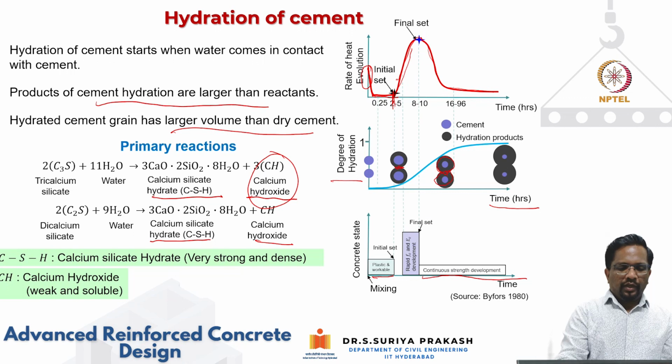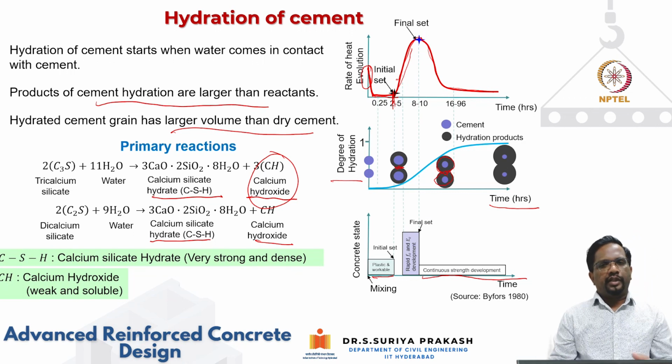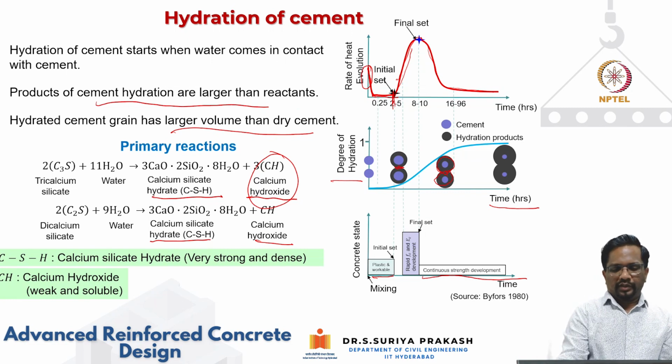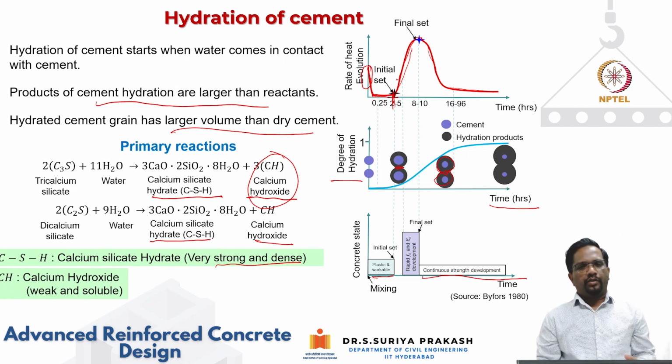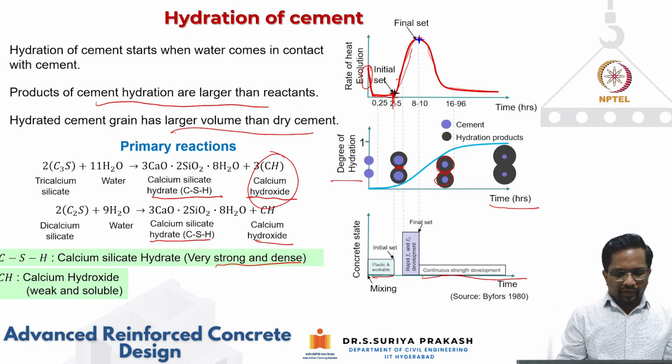Here, C3S produces 3 times more calcium hydroxide than C2S. So in fact, C3S produces more calcium hydroxide than C2S. Now, what is the significance? This is what we want more: the calcium silicate hydrates are very strong and dense hydration products. That is what imparts strength and mechanical properties to the concrete.